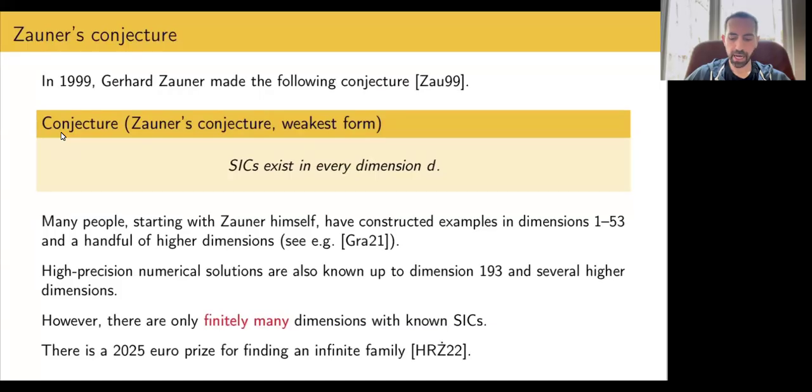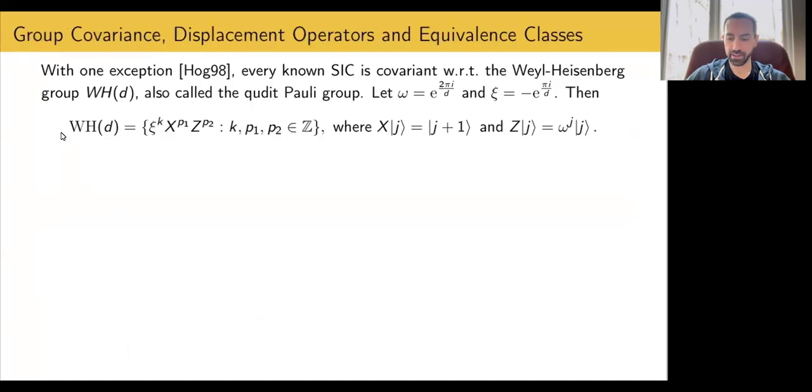However, there are only finitely many dimensions with known SICs. There's no infinite family that is known. There's a 2,025 euro prize as of this date for finding an infinite family. And that's still open because we don't know how to do that. Okay, so just a little bit more about these objects.